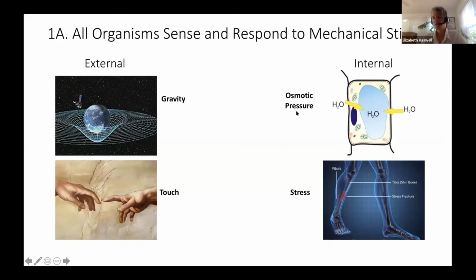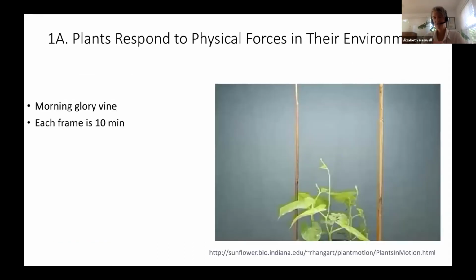Osmotic pressure is keeping your blood volume high while you're sitting down, so you have enough blood going to your head to make your brain work. And if you get up and walk around, if you're at a standing desk, you're experiencing some stress or strain in your bones. So this is true of us, but it's also true of plants.